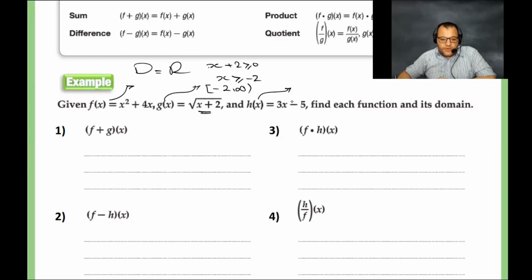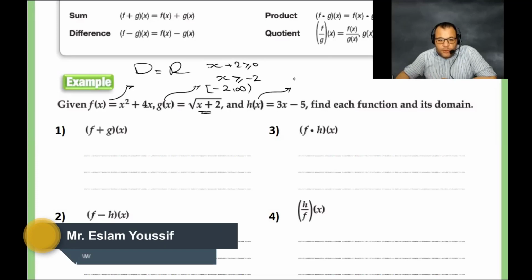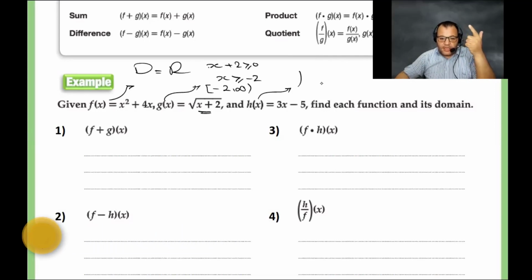What is the domain for this one? What is the domain for h of x? It is R, because it's a polynomial function, so the domain will be R. Again, for this one, you have to know the name of the function, how the graph will look like, and what is the domain of the function. Again, this one is important.